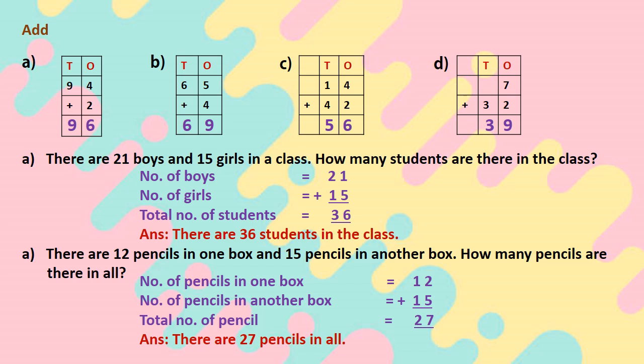In the next sum, there are 12 pencils in one box and 15 pencils in another box. How many pencils are there in all? So number of pencils in one box is equal to 12. Number of pencils in another box is equal to 15. So first add up the ones column. So 2 plus 5 is equal to 7 and 1 plus 1 is 2. So 12 plus 15 is equal to 27. So there are 27 pencils in all.